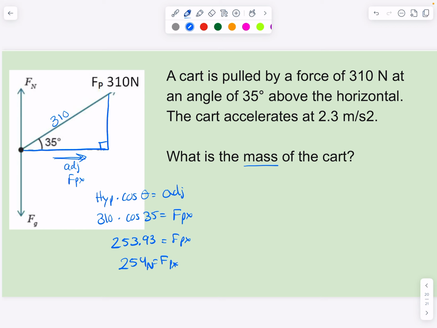That's my force there. Now mass is equal to the net force divided by acceleration. So the net force in the horizontal direction is 254, and our acceleration was 2.3. So 254 divided by 2.3 gives me a mass of 110.4, or we could leave it 110 kilograms there. So again, that mass of the cart is found by determining the net force in the horizontal direction, using that net force to calculate mass overall.